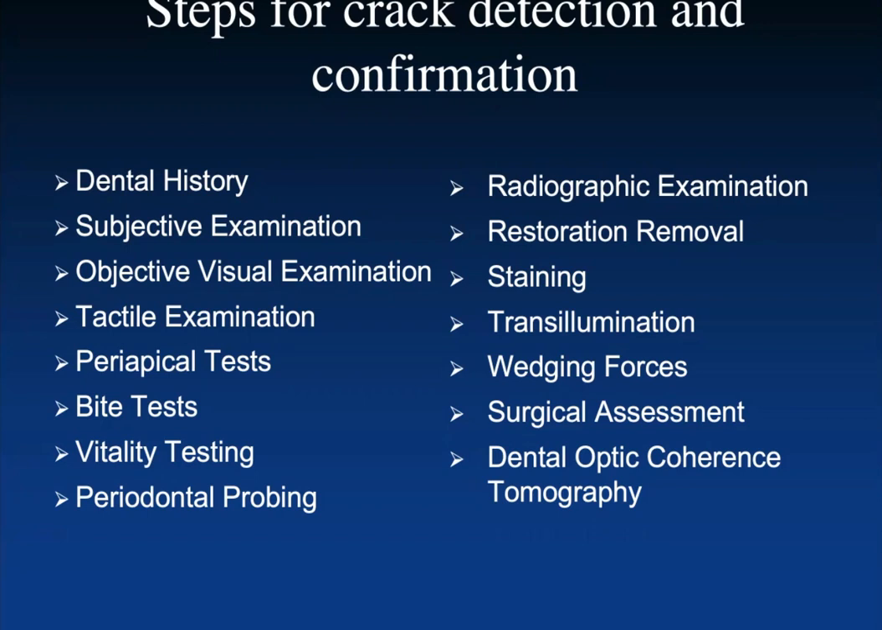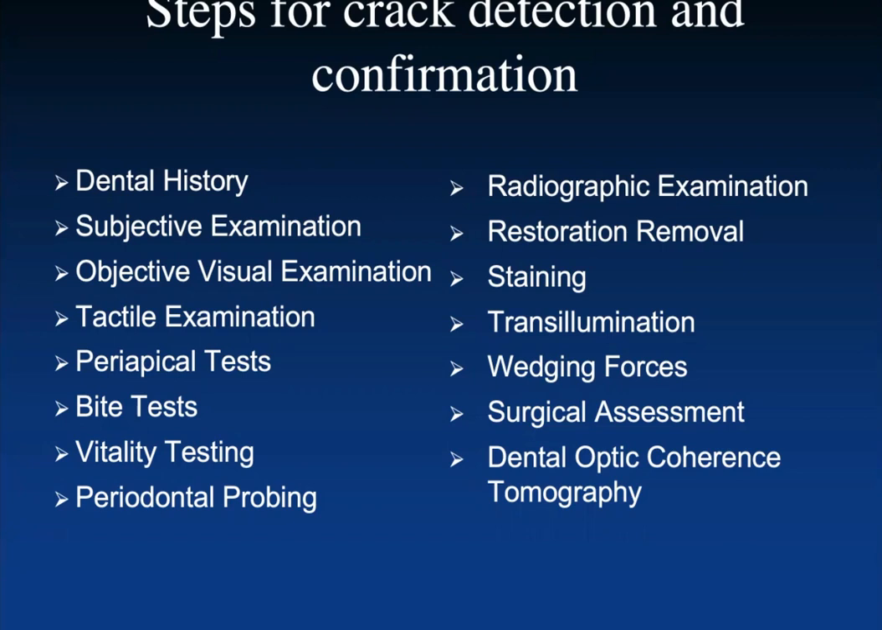Objective visual exam, as we talked about before in detail, tactile examination, periapical testing, which includes percussion, the bite test, which is the most relevant to cracks, and vitality testing. We said it could range from normal to necrotic. Periodontal probing: use the plastic probe, which helps the most to detect deeper pockets. Radiographic examination: you won't be able to see much unless there's a complete separation, like in a vertical root fracture.